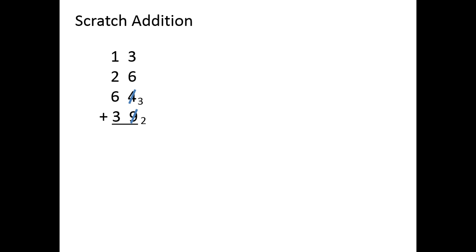Now we're done adding everything in the ones column, so those 2 ones are ungrouped. But if we look above that, we can see 2 scratches. That's 2 groups of 10 that we were able to regroup while we were doing the addition. We're going to take those 2 groups of 10 and move them to the tens column so that we can combine them with groups that are the same size.